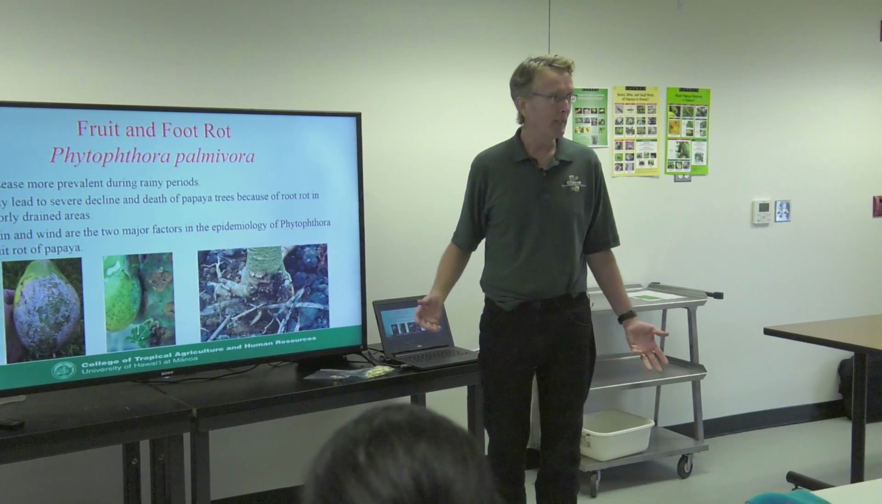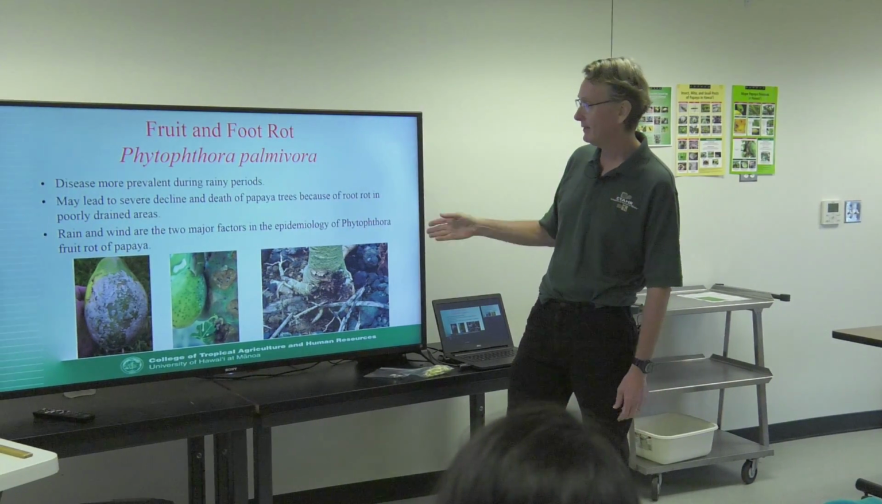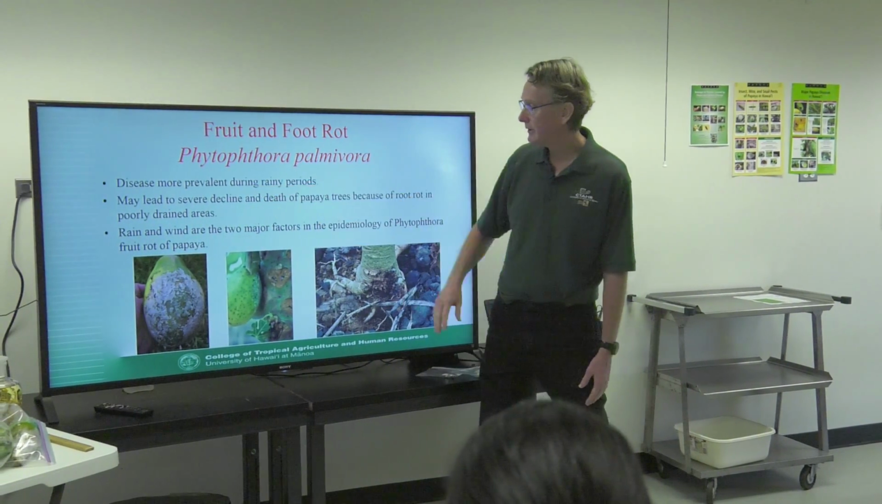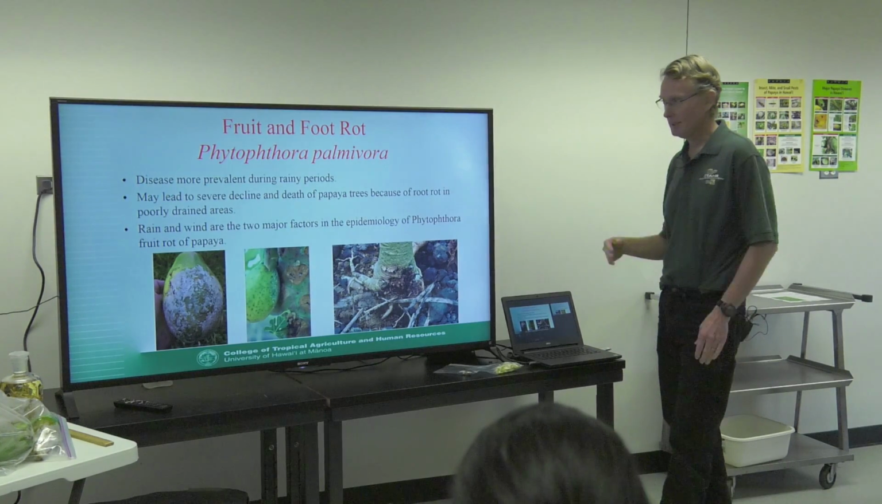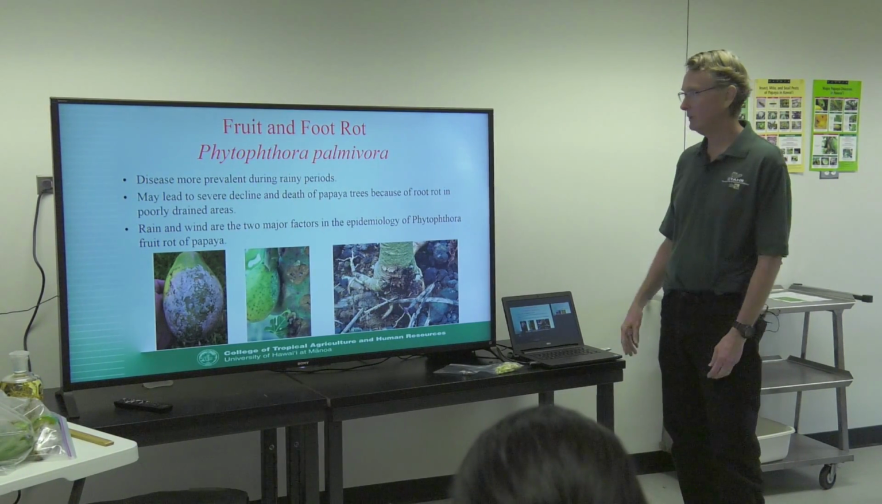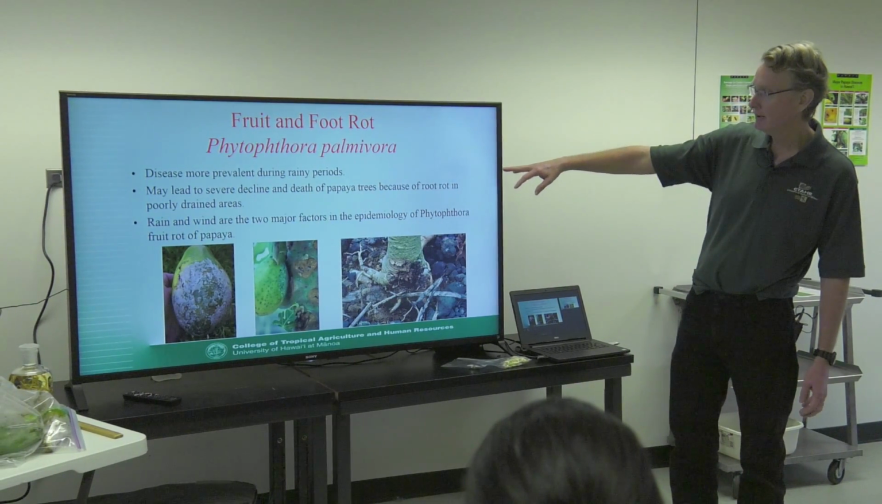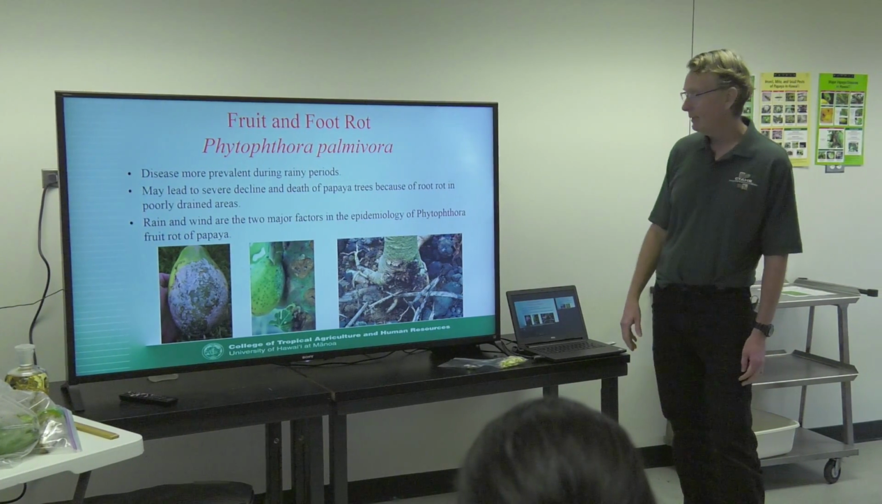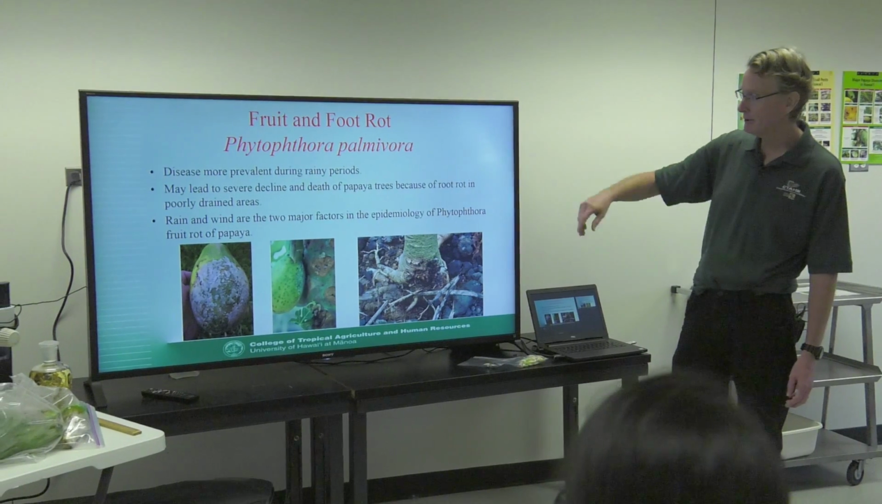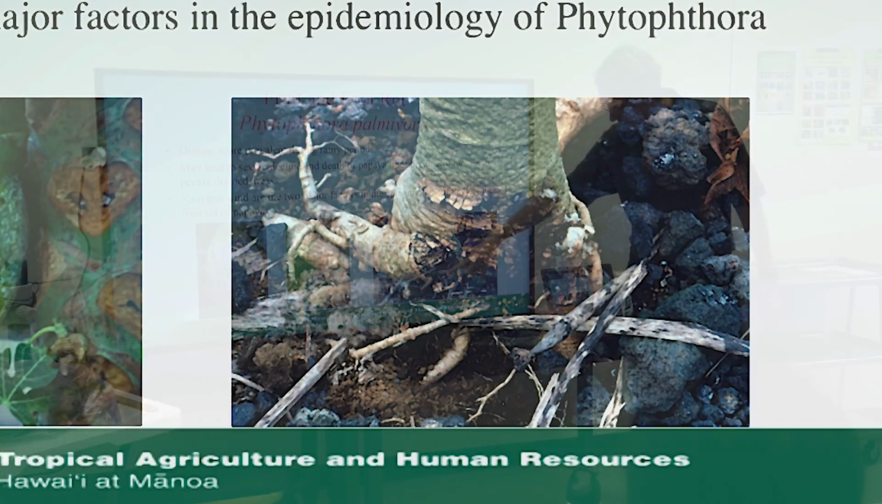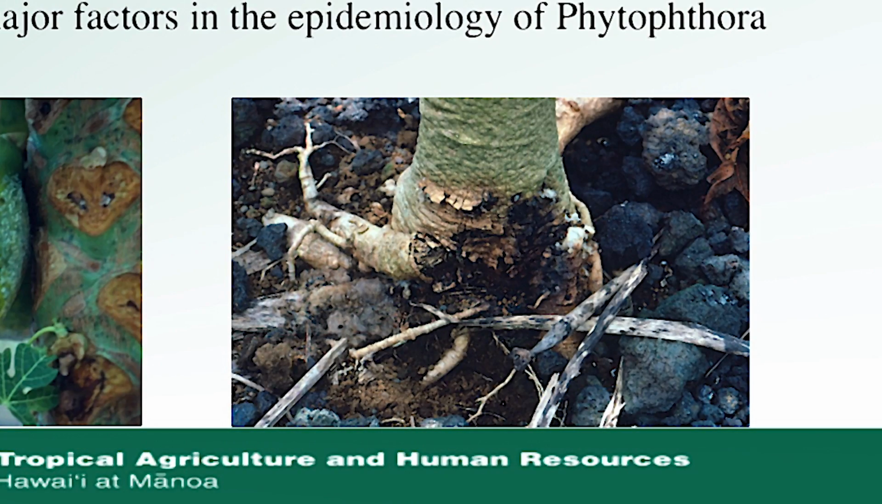When you have a rainy week like this, that's what Phytophthora loves. It's prevalent during rainy periods. It likes the wind and the rain to aid in its dispersion. So it can cause severe decline and death because of root rot in poorly drained areas. You'll get this type of foot rot and the trees just simply fall over.